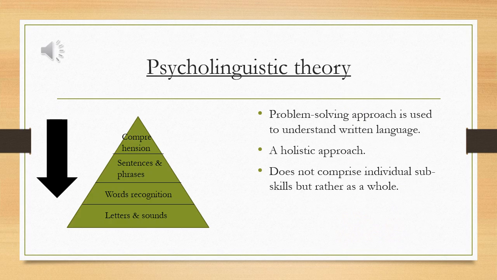The psycholinguistic theory is seen as a problem-solving approach which is used to understand written language, and is also seen as a holistic approach. This theory does not comprise individual sub-skills, but is rather seen as a whole. This process starts at the top of the triangle that goes from language as a whole and then moves down into its separate parts. This theory assumes that learners have a general understanding of the written language and how it works. This allows the learners to make sense of the printed word.